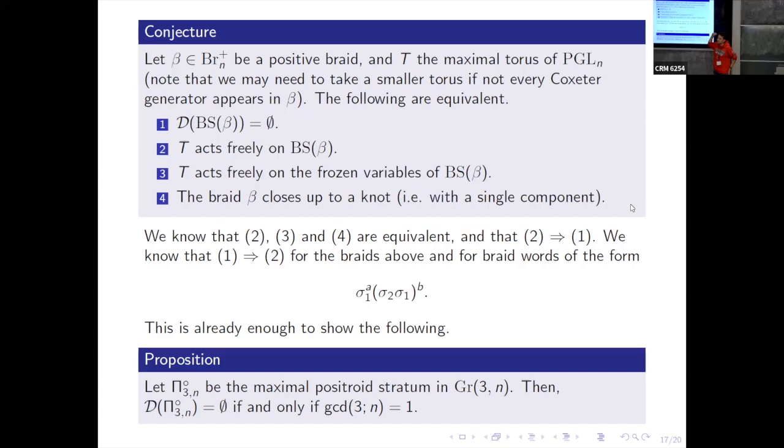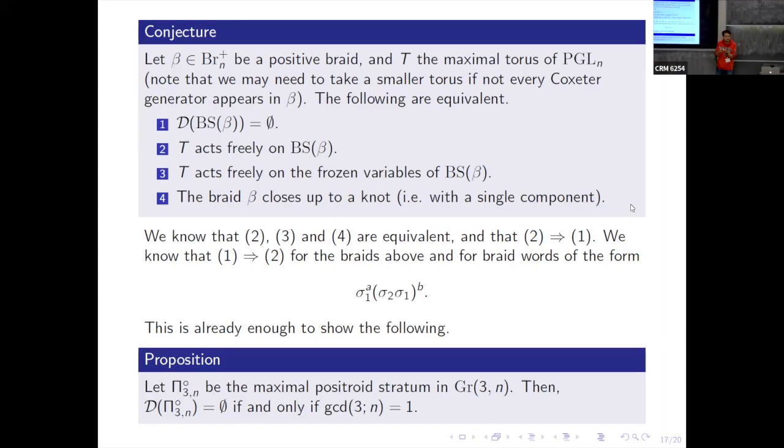Is there some intuition behind why the number of components you get when you close the braid is related to the torus action being removed? I mean, if we have some formulas for how the torus acts. So first of all, these varieties are affine. And we have some formulas for how the torus acts on coordinates. And then it becomes more or less clear. I can show you the details.